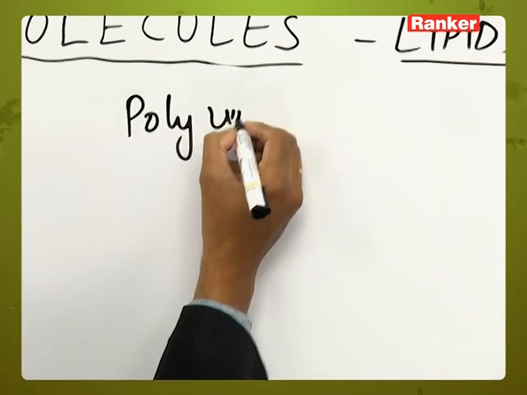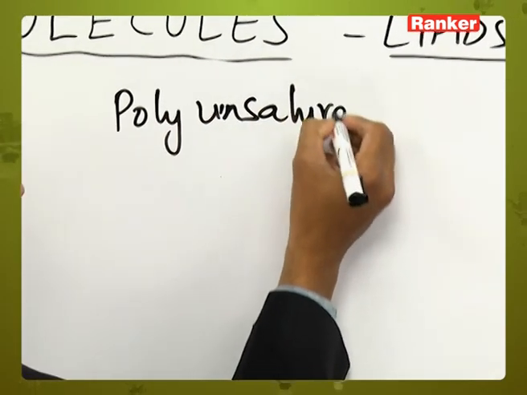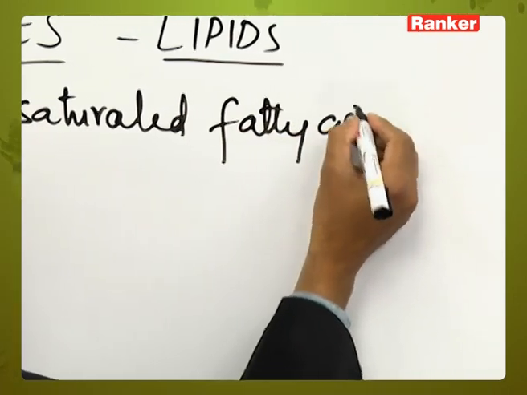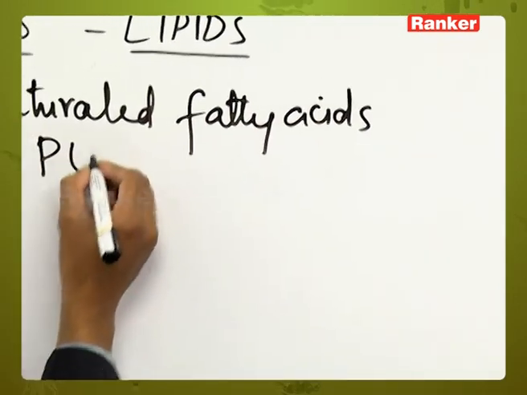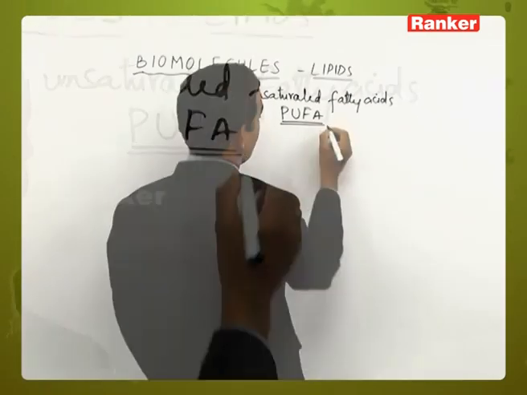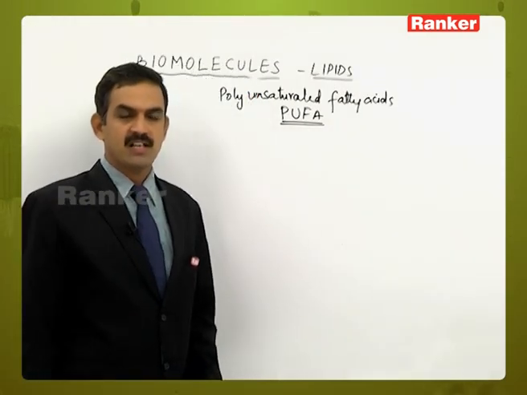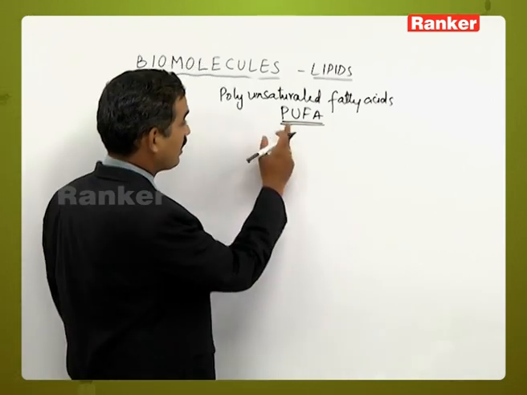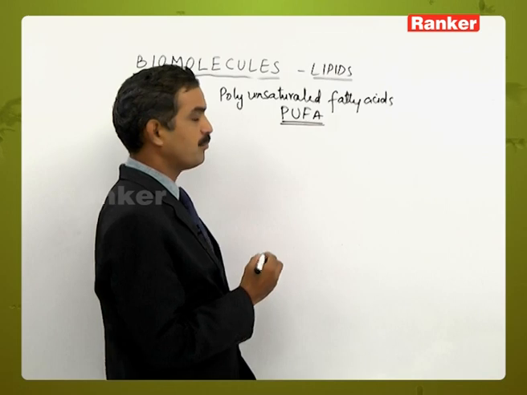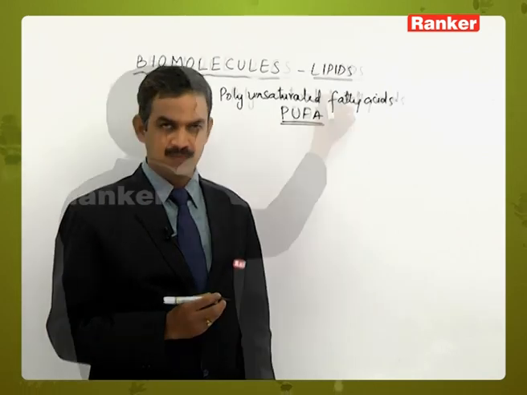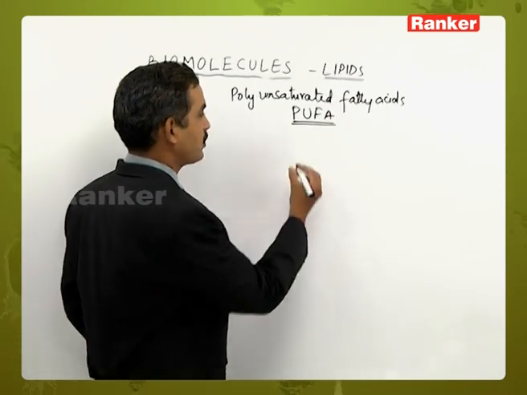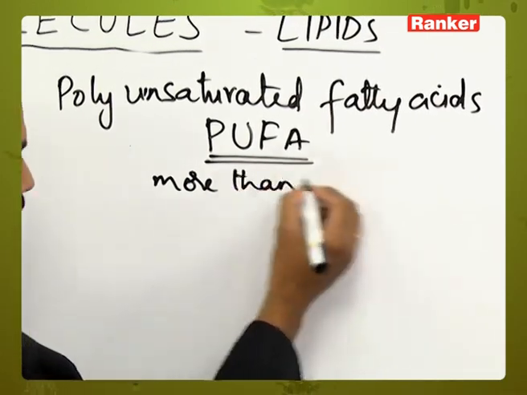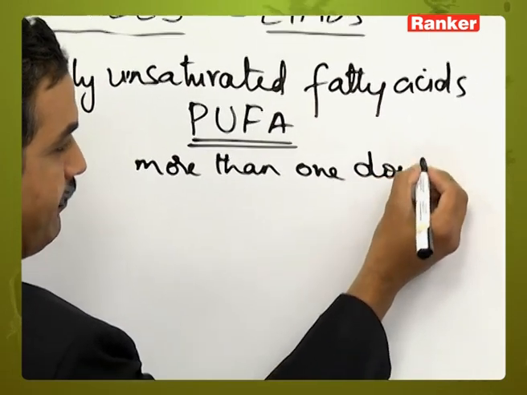Polyunsaturated fatty acids are called PUFA. These are essential for the maintenance of health of human beings. These will reduce the problems related to the heart. The polyunsaturated fatty acids, PUFA, contain more than one double bond in them.